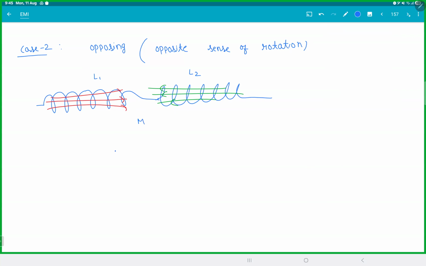This M will be given. So L equivalent will be L1 plus L2 minus 2M. So that orientation will matter. Are the coils supporting each other or opposing each other? Accordingly, your self-inductance will change. Clear with this?